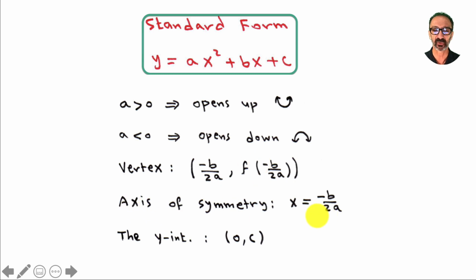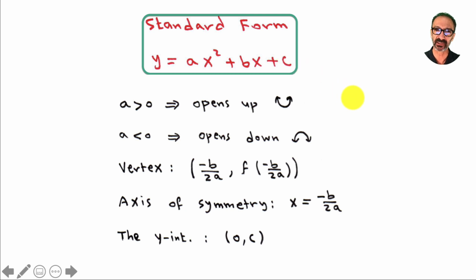The axis of symmetry will also be the x-coordinate of the vertex, and the y-intercept from the standard form is the c part. Why? Because when the graph crosses the y-axis, x equals 0. And if x equals 0, this will cancel and this will cancel. You will only be left with the c value. And that's where the graph is going to cross the y-axis.